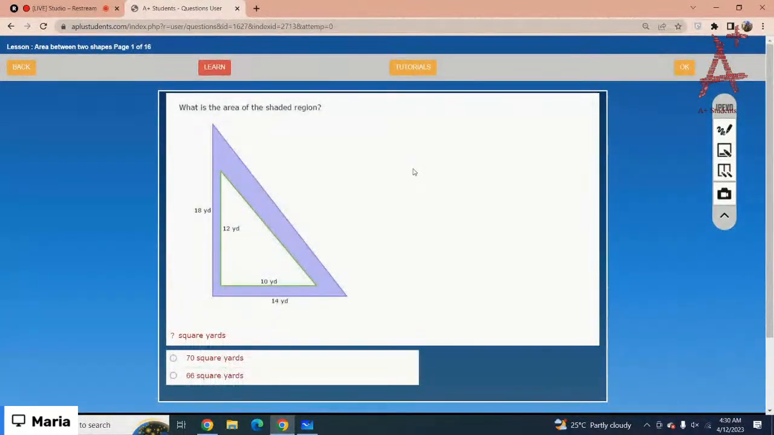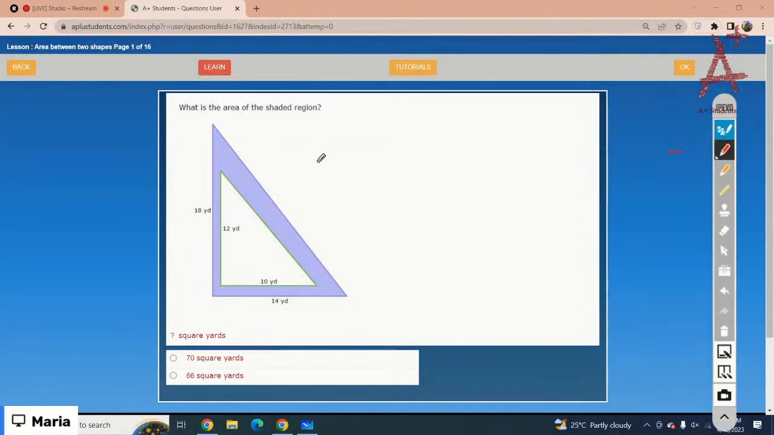Okay, what is the area of the shaded region? That means there would be a hole in the outer triangle. So you have to calculate the area of both the triangles and then subtract the inner one out of the outer. Got it? So we know that the area of the triangle would be half times base times height.